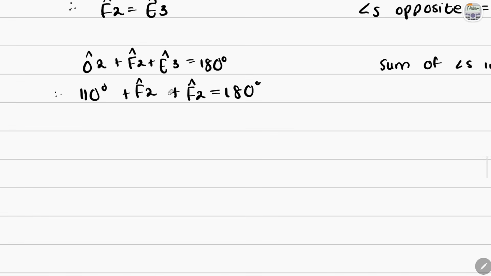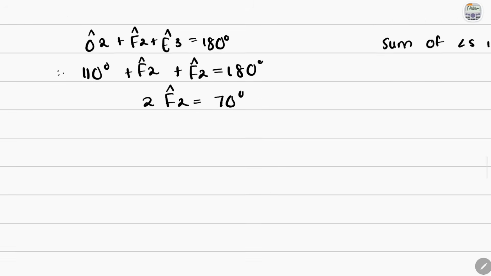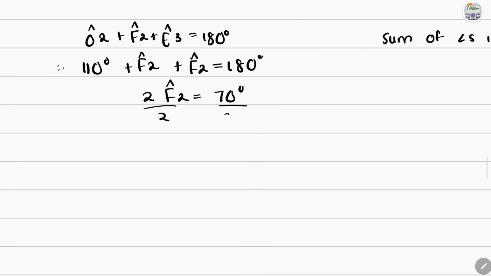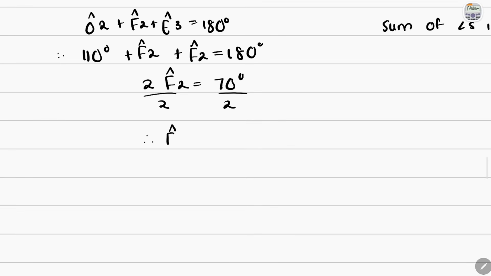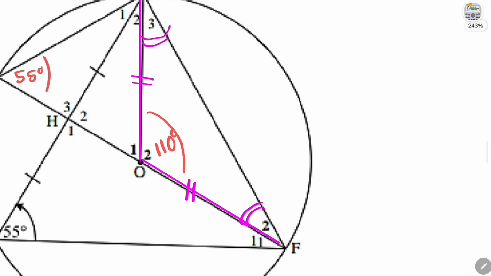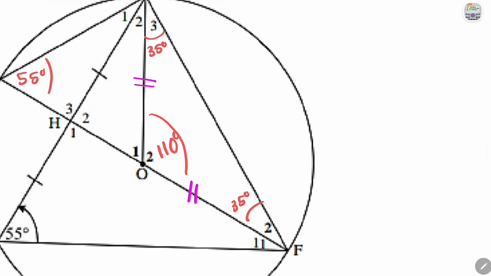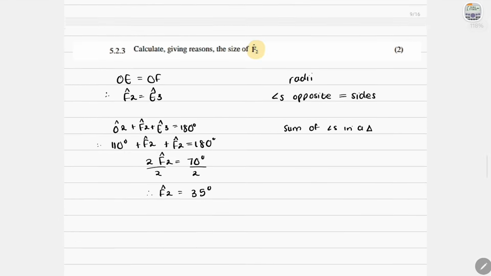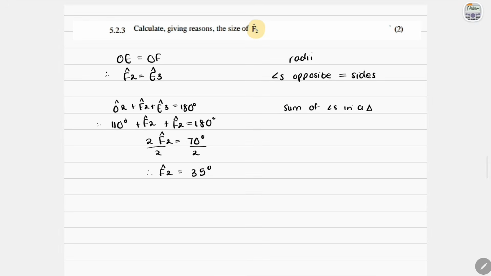And now we're just solving. So together they form 2 angle F2 is equal to, and if we say 180 degrees and transpose, that is minus 110 degrees, and that's going to give us 70 degrees. And then divide both sides of the equation by 2. Therefore, angle F2 is equal to 35 degrees. And that is our answer. And then just make sure to fill it in. So now we know that this over here is 35 degrees and so is this. That's also 35 degrees. And I'm going to leave those lines there. I know it's a radius, but yes, we can see it's equal. Okay, moving on to the next question.